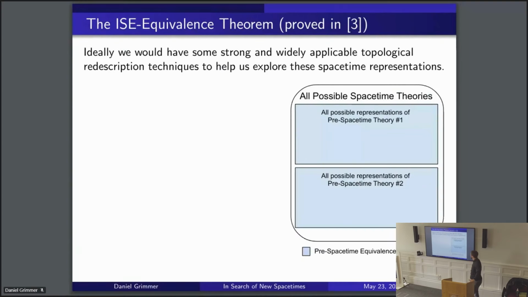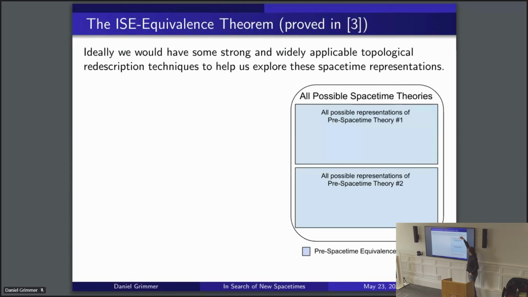So here is the main punchline of the thesis. The next two slides will be, so ideally we'd have some very strong and widely applicable topological redescription techniques to help us explore this wide space of space-time representations.